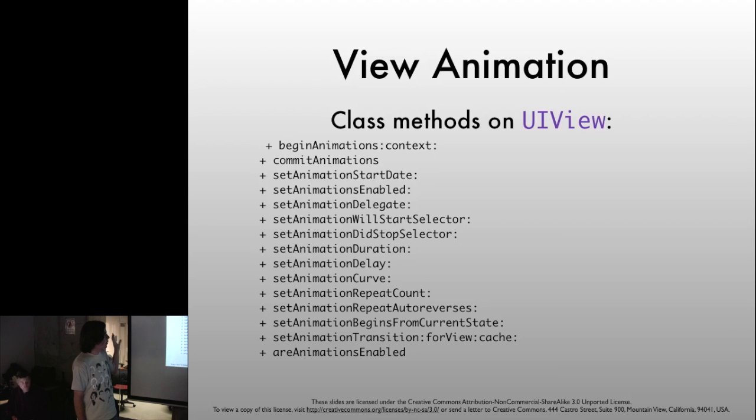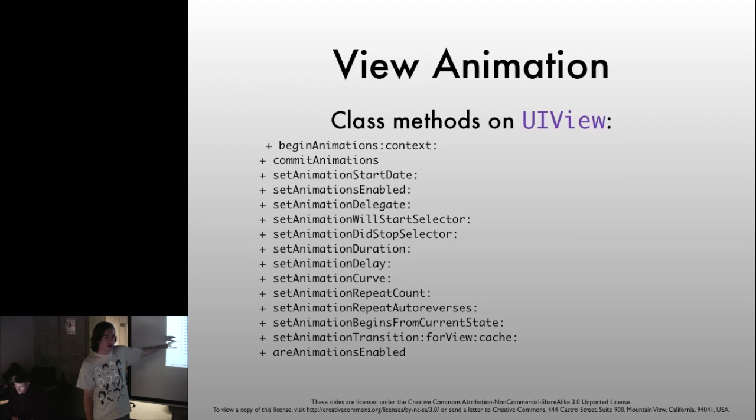But there's a whole slew of class methods on UIView that allow you to define blocks of animation. The two key ones are beginAnimations and commitAnimations. Basically, any changes to animatable properties made between a beginAnimations call and a commitAnimations call will be animated. Before you actually do anything, you can also set a number of properties on that animation, like the time you want it to start at if you want a delay, or set the duration, or change other settings.